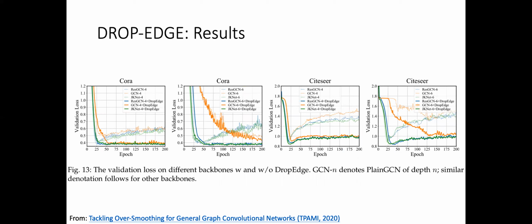So here are some curves for the validation loss on different backbones with and without the drop edge. We can find that the curves of both training and validation become much better after applying this drop edge. So this can also explain the benefit of this drop edge method.